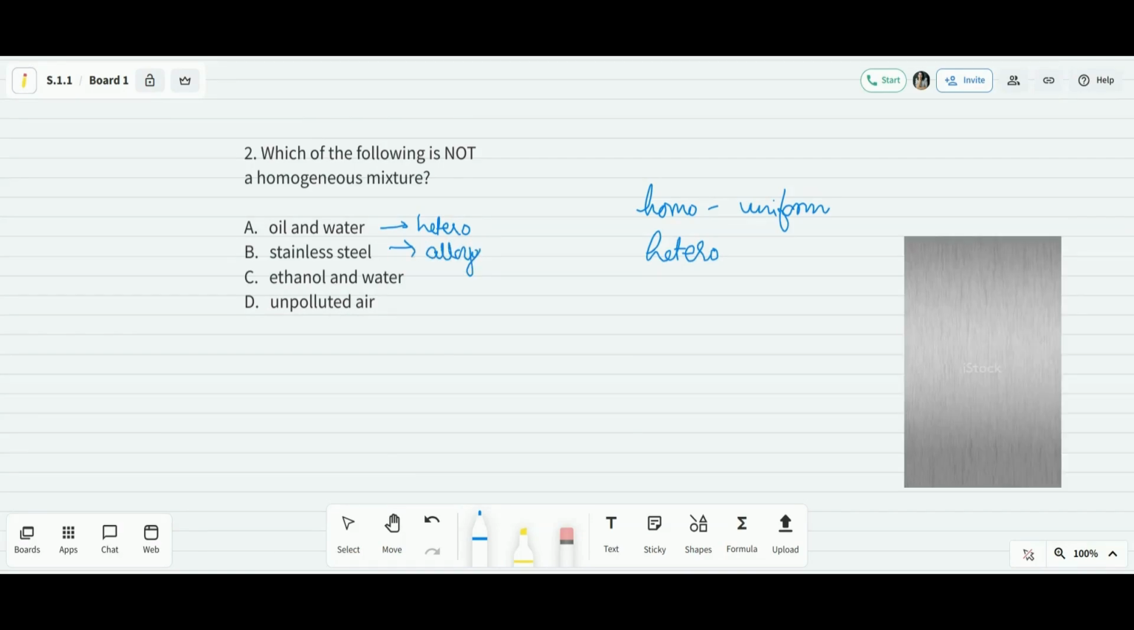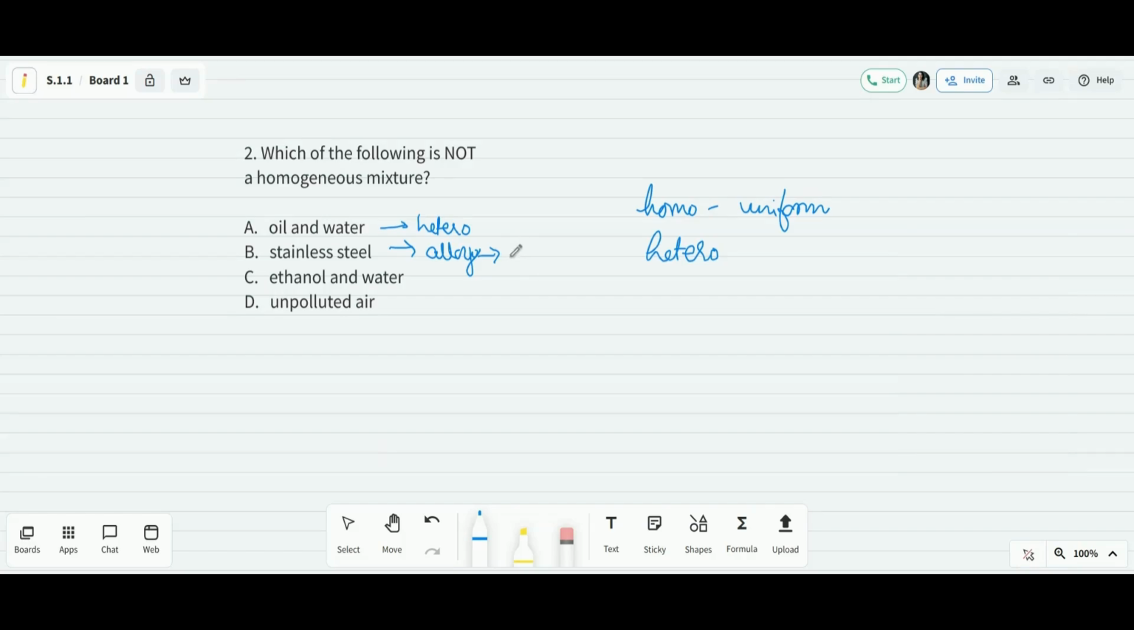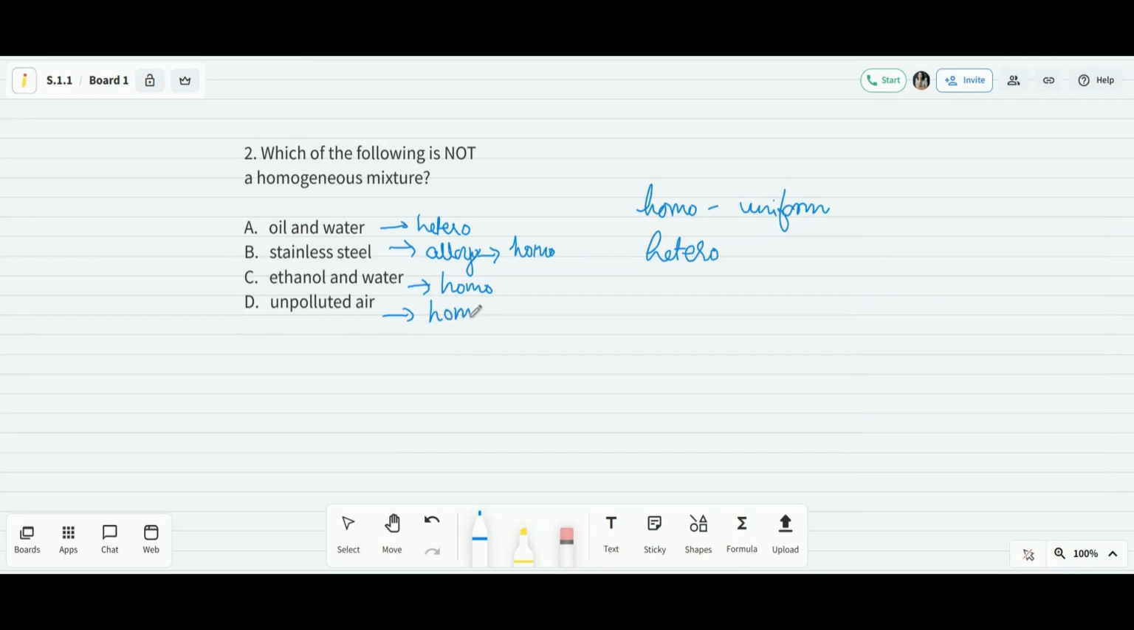Stainless steel is an alloy. And alloys are homogeneous mixtures of metals with other metals or non-metals. They're melted, mixed, and then cooled to get a uniform mixture. So this is homogeneous. Ethanol and water, they mix in every proportion. So that's a homogeneous mixture. And unpolluted air without any suspended particles is also a homogeneous mixture of gases. So the answer is A.